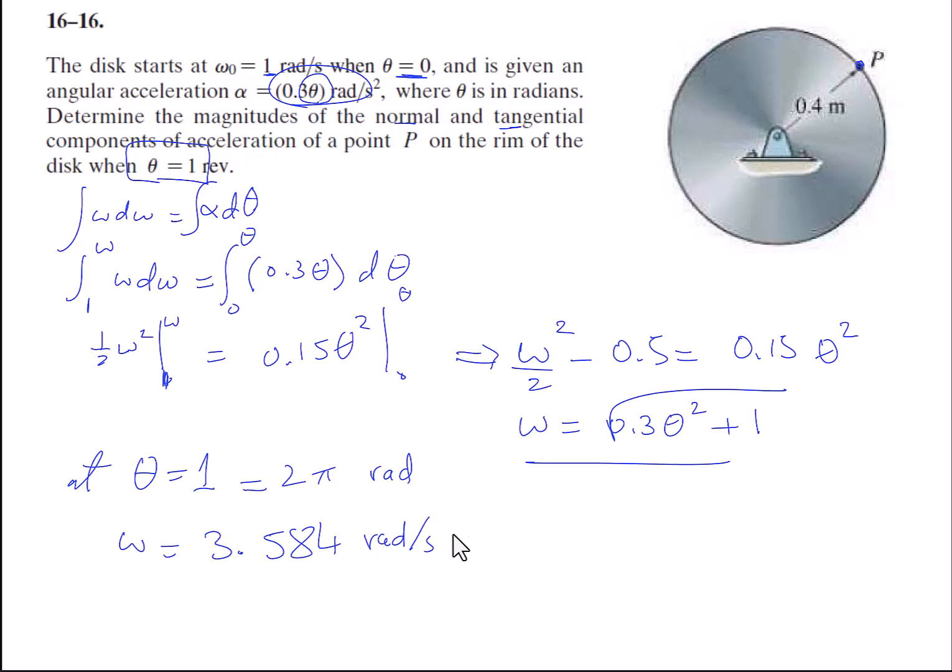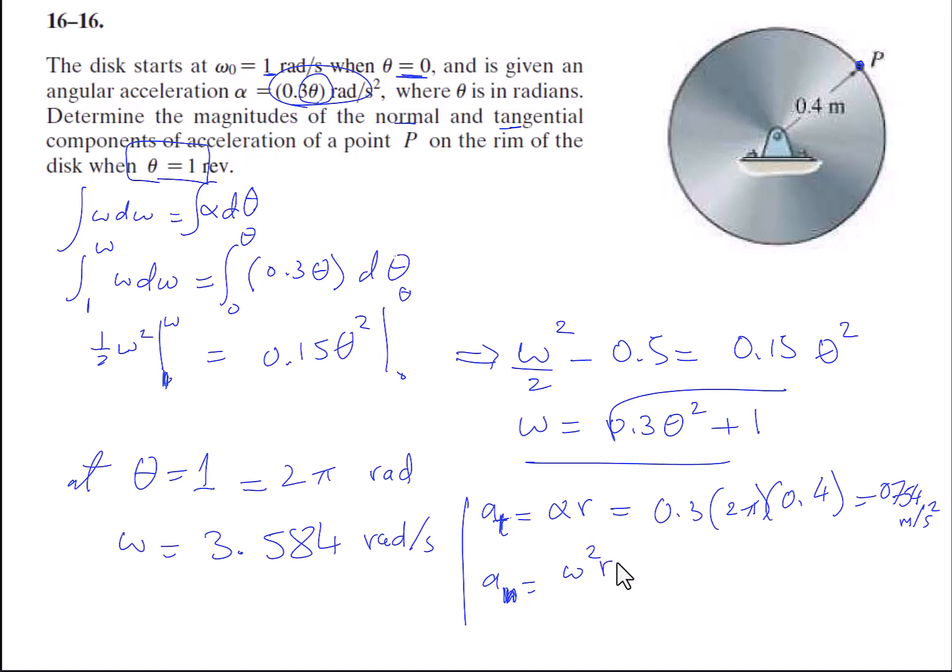And then you use equations for the tangential and normal components of the acceleration. So the tangential is alpha r, 0.32 pi times 1 revolution, and the r is 0.4. So this is equal to 0.754 meters per second squared, and the normal component of the acceleration, a_n, not a_h.